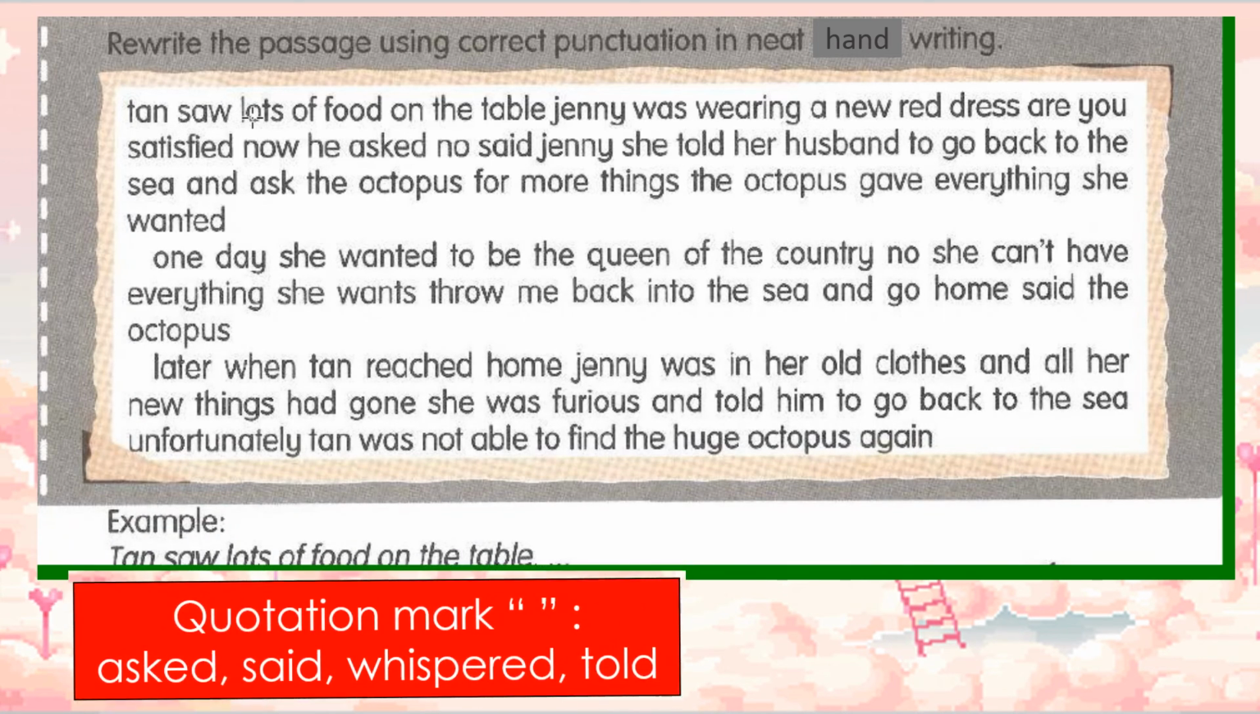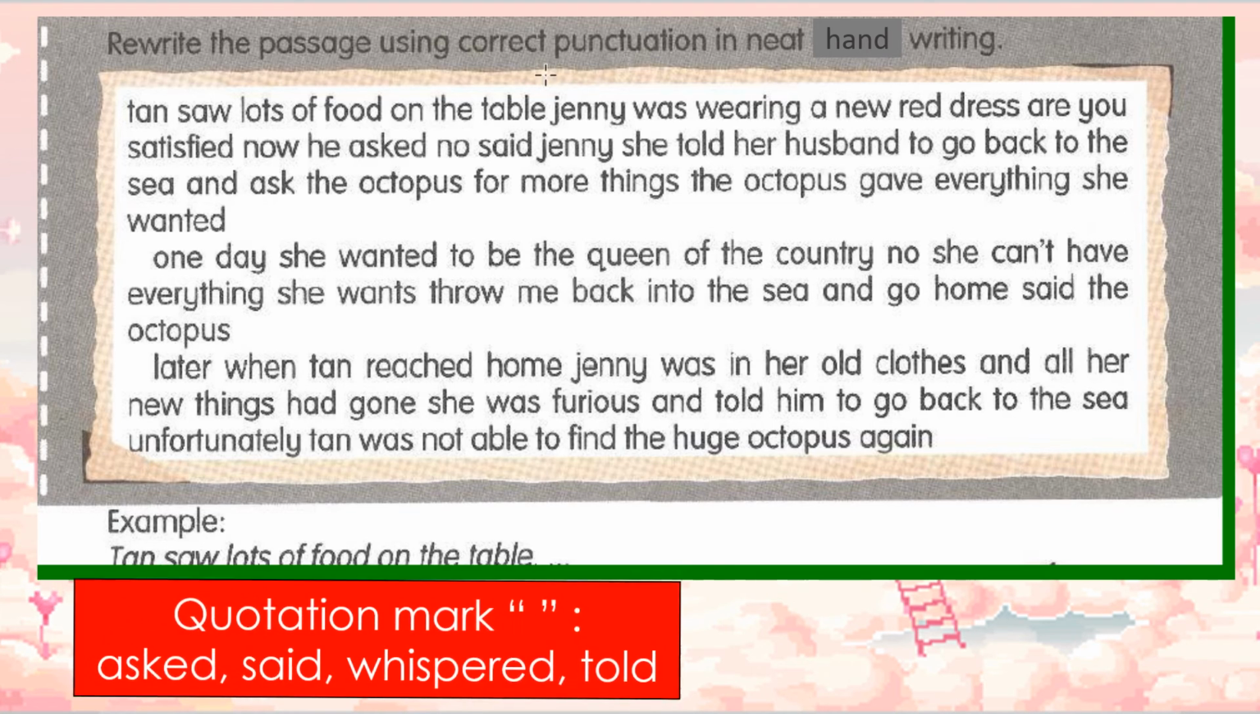Tan saw lots of food on the table. Jenny was wearing a new red dress. Are you satisfied now? He asked. No, said Jenny. She told her husband to go back to the sea and ask the octopus for more things. The octopus gave everything she wanted.